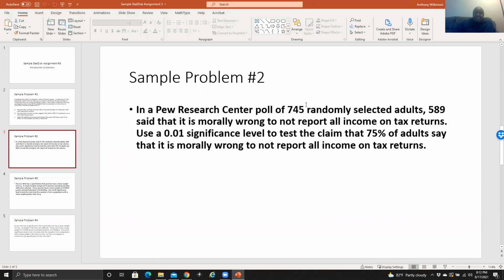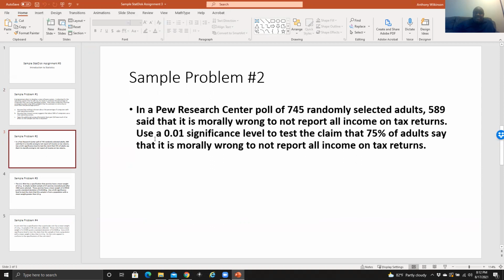All right, so here we have a random sample of 745 adults, and we're told that 589 said it was morally wrong to not report all income on tax returns.